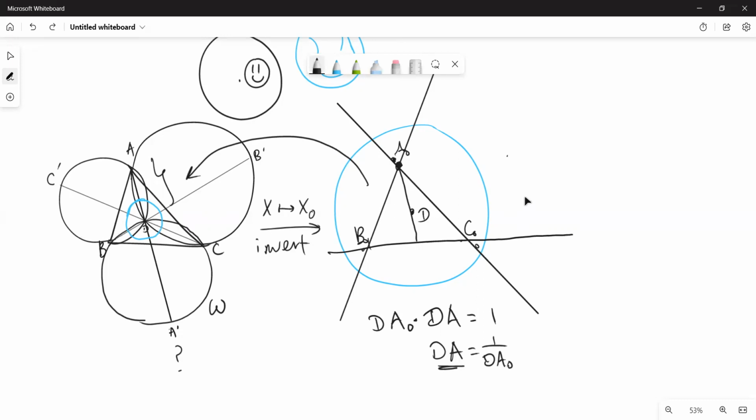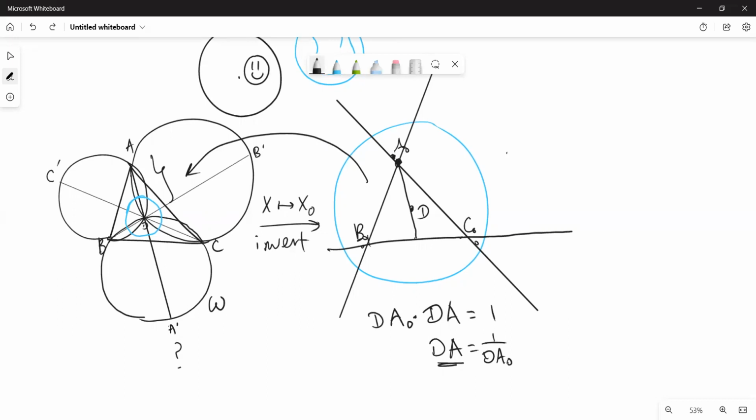But I'm not going to do that. I'm just going to draw a new diagram. So it's this point. Why? Because the line AD prime is a line passing through D, which is the center of inversion, and hence it will remain constant. I mean, the line is fixed. So that line doesn't change.